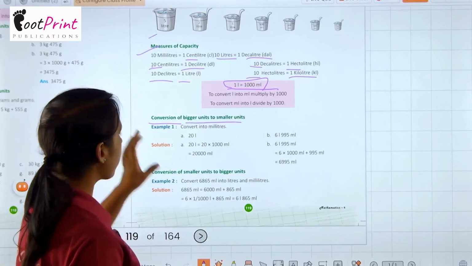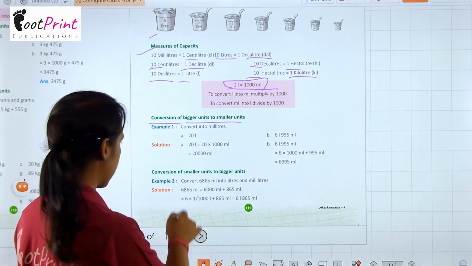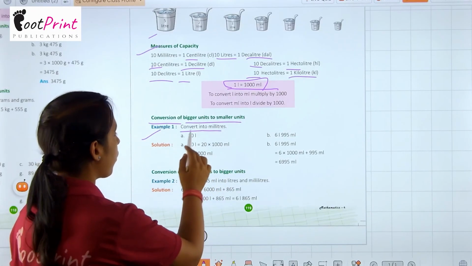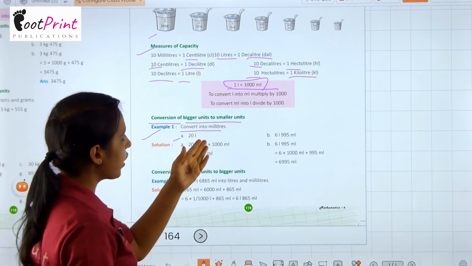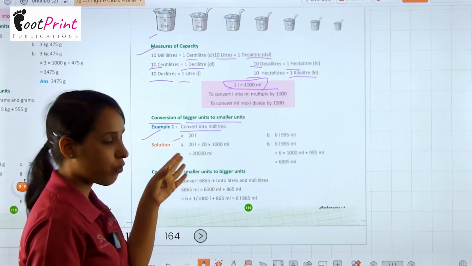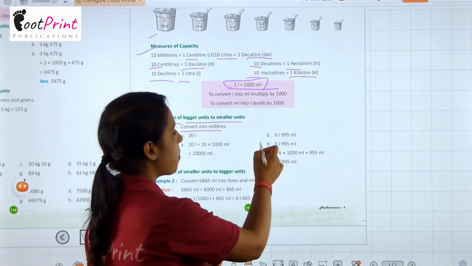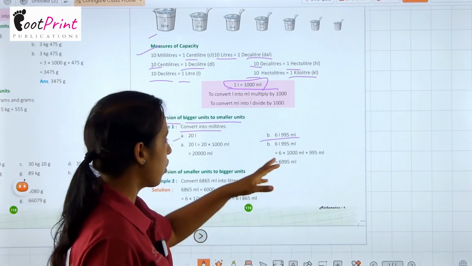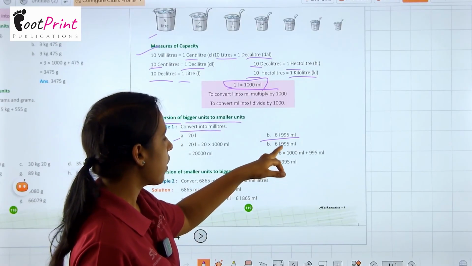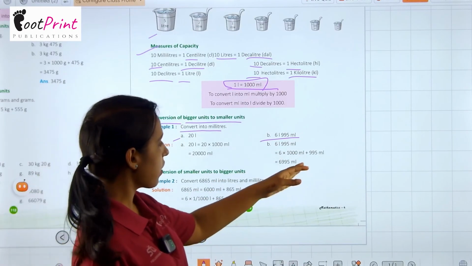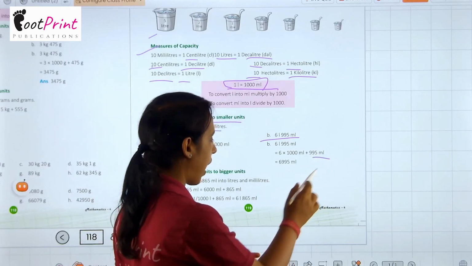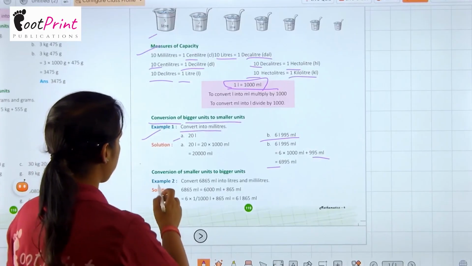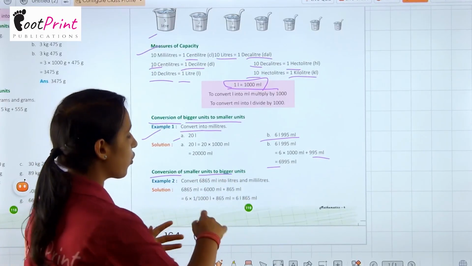ठीक है, हम bigger unit को smaller unit में कैसे convert करेंगे. So here example number 1, convert into milliliters. 20 liter equals 20 into 1000. So we have 20,000 milliliter. In the same manner, here 6 liter 995 milliliter. So 6 liter will become 6 into 1000 milliliter plus 995 milliliter. So we have here 6995 milliliter. And then we learn conversion of a smaller unit to bigger units.